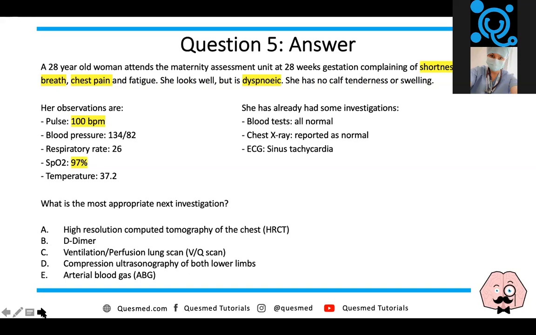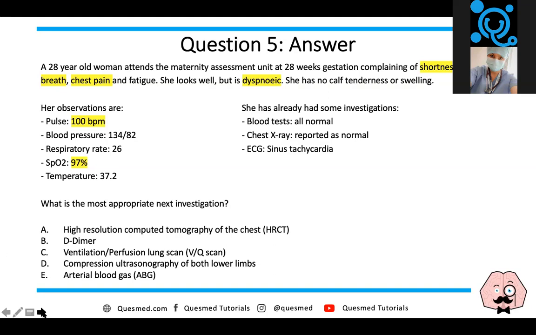That is a different investigation from a CTPA. A D-dimer, now a D-dimer is raised in pregnancy itself, and there's not an established cutoff for D-dimer. So D-dimers are not particularly useful in pregnancy, as if it's positive, it doesn't necessarily mean there's a VTE present. Ultrasound of the limbs, well, we'd think about that if there were leg symptoms present, but in this case, she's definitely sounding more like she's got a PE rather than a DVT, isn't she?